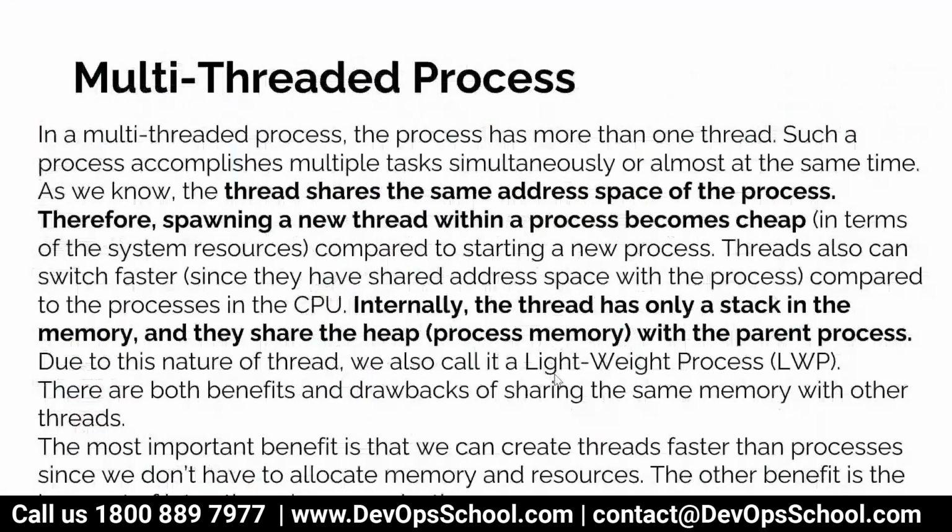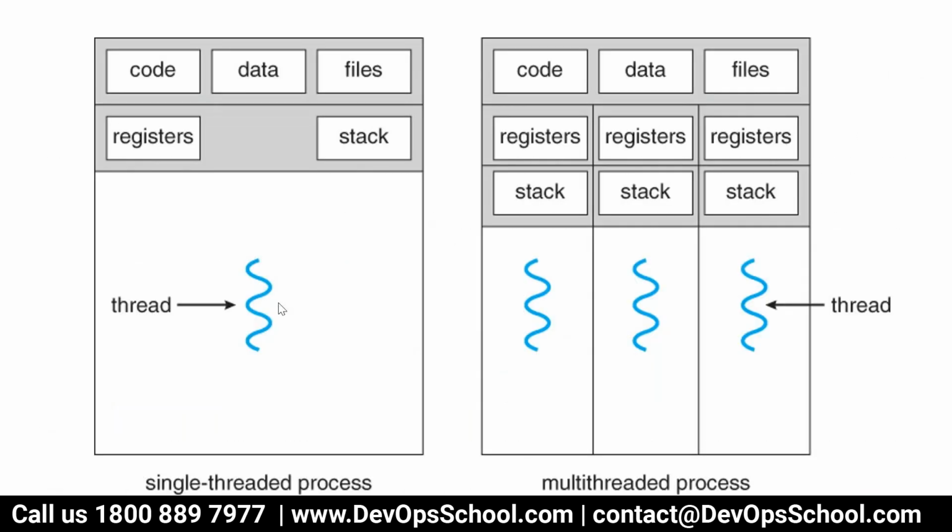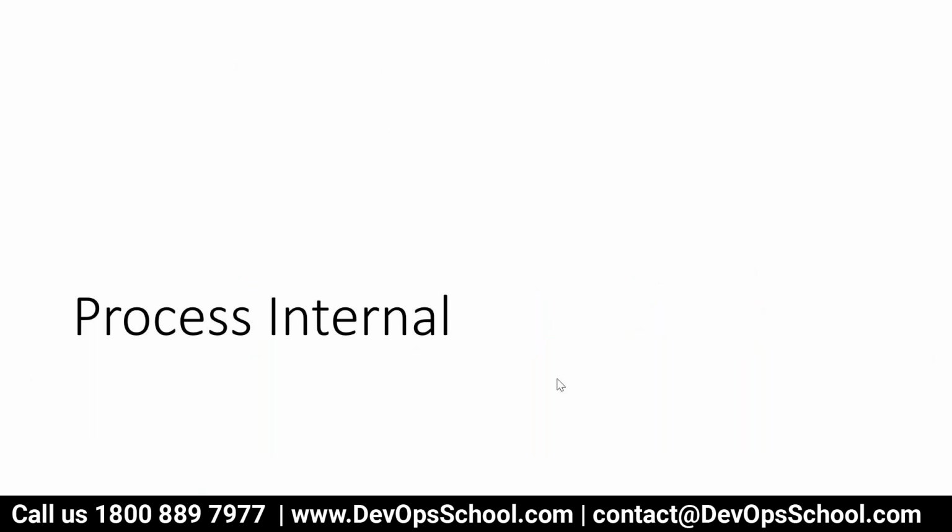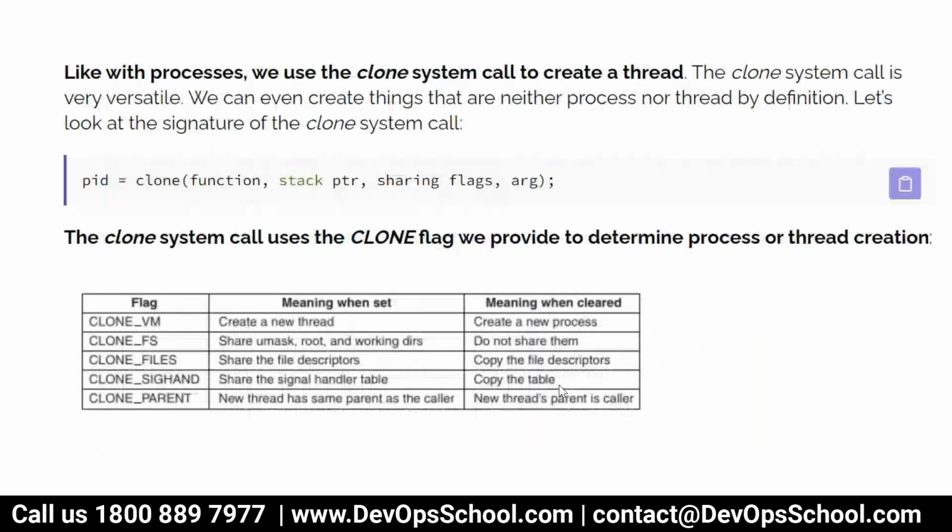Okay. So a thread has only one stack in the memory, and threads share the heap resources and process memory with the parent process. Look at this here. Here I have a single threaded process with a single thread, and everything allocated to the process is shared with that thread. Now in a multi-threaded process, whatever is allocated to the process, each thread shares in the same way. Okay, so this is done.